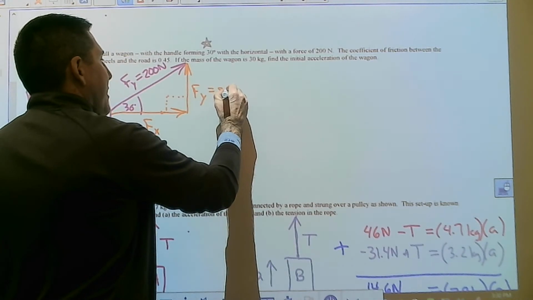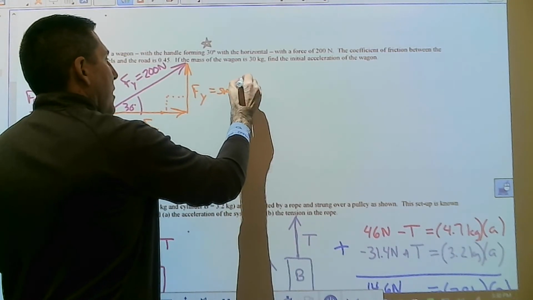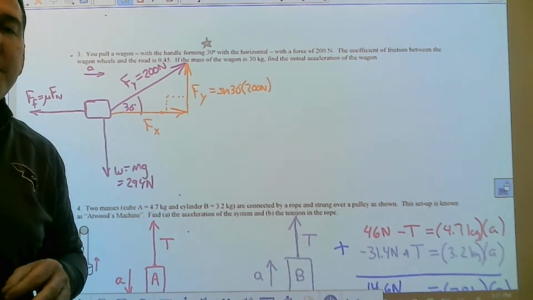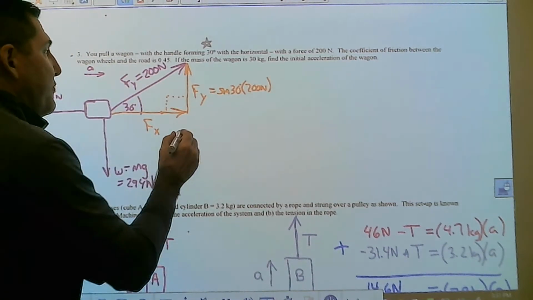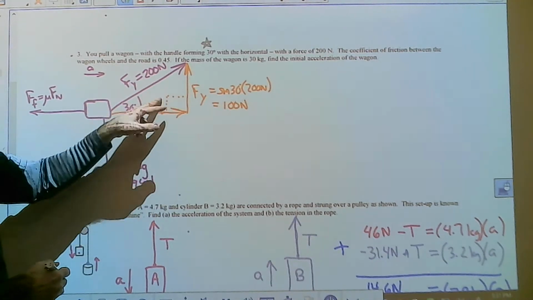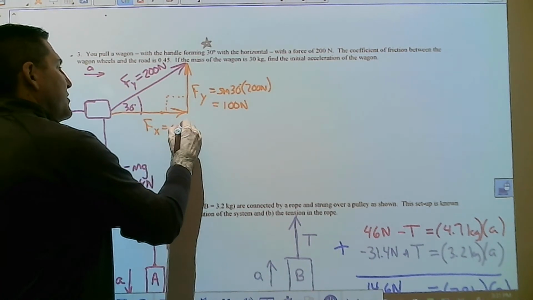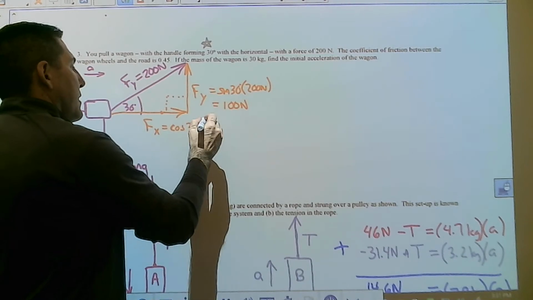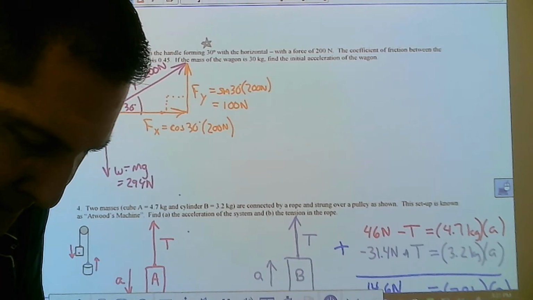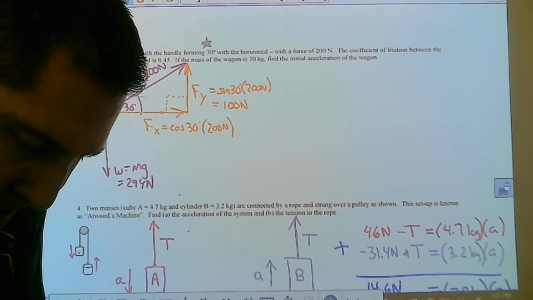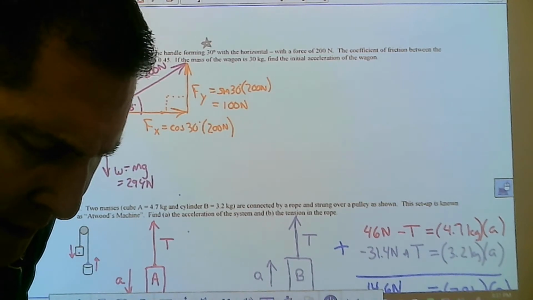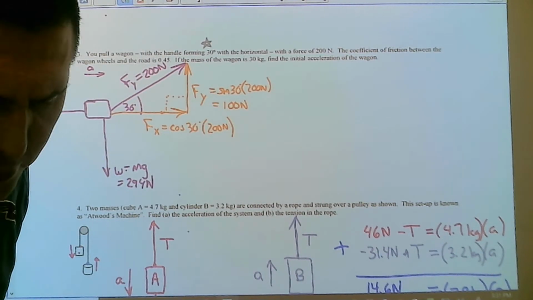That's equal to the sine of 30 degrees times the hypotenuse of 200 newtons. Make sure you calculate this in the degree mode. Sine of 30 degrees is 0.5, right? So that's just going to be 100 newtons. That's the opposite side. The adjacent side, I'm going to use the cosine of 30 degrees times the hypotenuse. So I've got the cosine of 30 times 200 gives me 173.2.